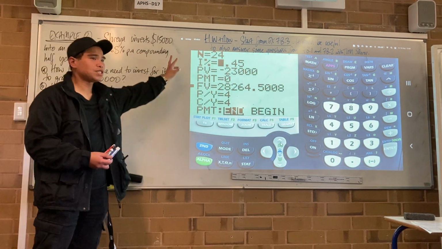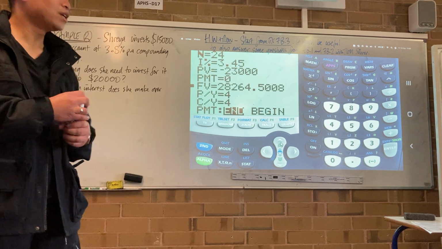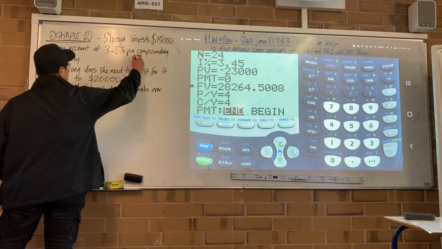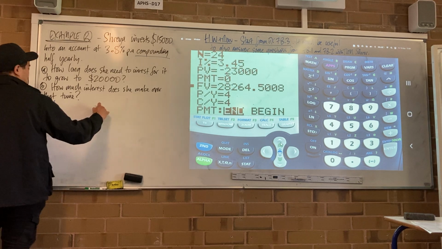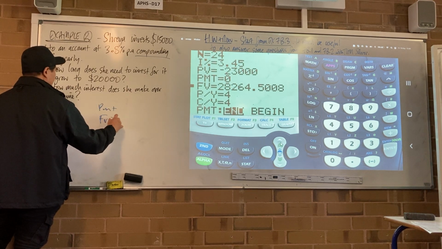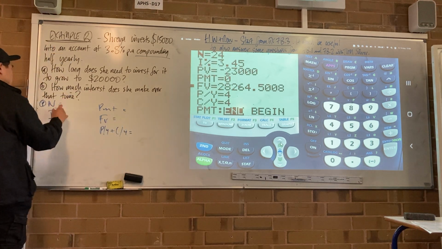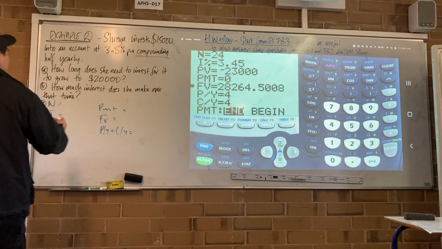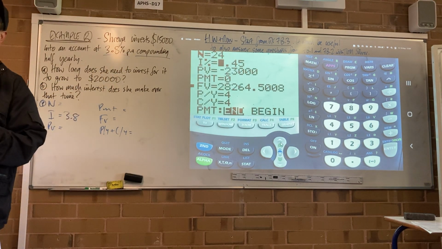Which of these variables is the closest to telling you how long something took? N is the closest, because it tells you how many compounding periods there were. So, once again, as soon as I saw this, I'm immediately writing N, I, PV, PMT, FV, PY, and CY. What do I know? Straight up. What's the interest rate? 3.8. No need to convert.